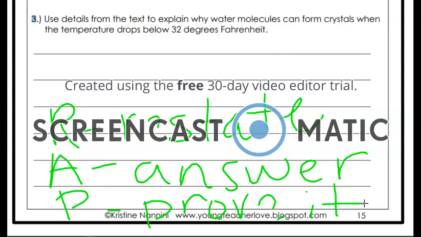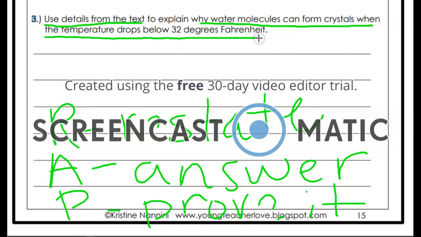So let's look at our question real quick. It says that we are going to use details from the text. So that's actually going to be our prove it. We're going to go back and use those details. And our question is, we're going to explain why water molecules can form when the temperature drops below 32 degrees Fahrenheit.